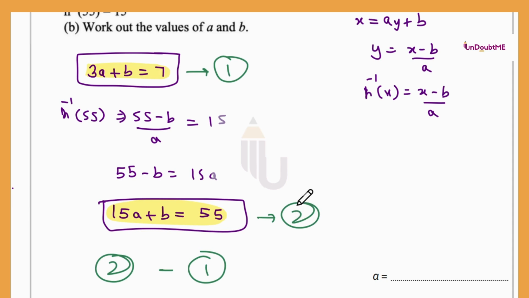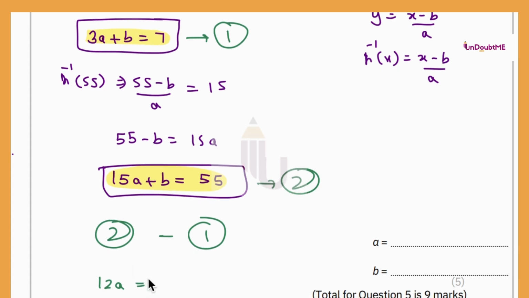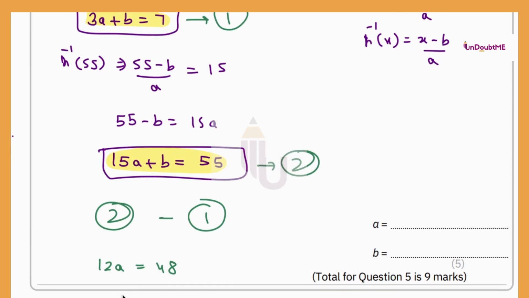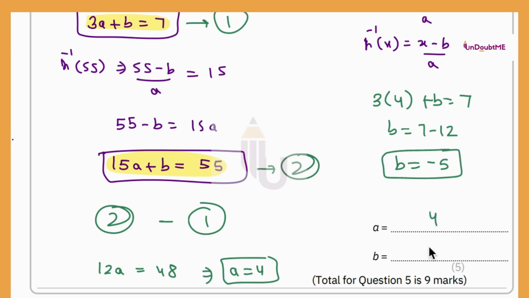Okay, if I do 2 minus 1, 15a minus 3a will be 12a, b minus b is cancelled, and 55 minus 7 is 48. That will give me a is equal to 4 on calculation, and then I can place this value anywhere in the above equation, so I'll prefer the first one. It will be 3 times 4 plus b is equal to 7. b is equal to 7 minus 12, that is b is equal to minus 5. So a is 4, b is minus 5, and here we are done with all questions of this worksheet.